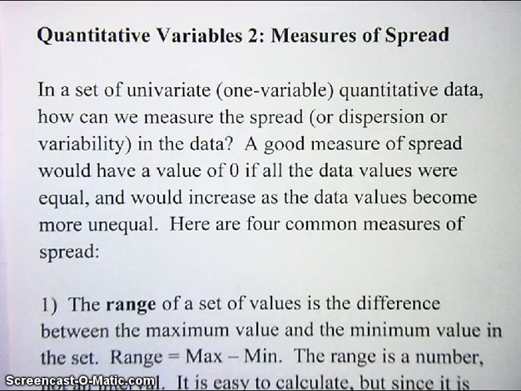A good measure of spread would have a value of 0 if all the data values were equal, because in that situation there would be no spread and the measure should be equal to 0. And if the data values are more unequal or more spread out, the measure of spread should increase. Here are 4 common measures of spread that all have this characteristic. They're equal to 0 when there's no spread, all the data values are equal, and they increase as the data values become more unequal.